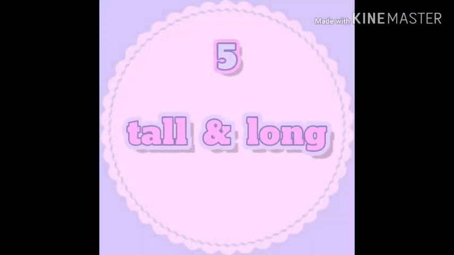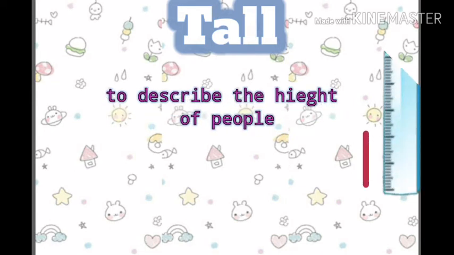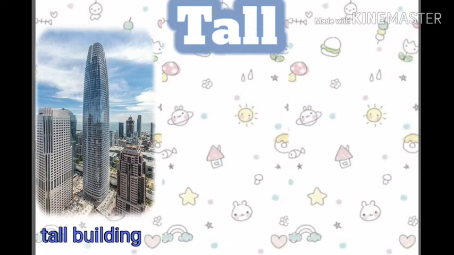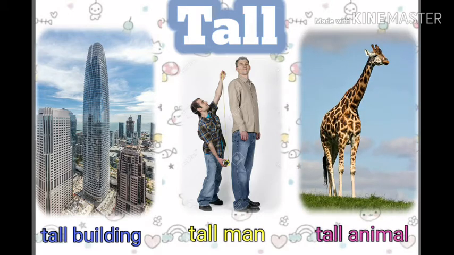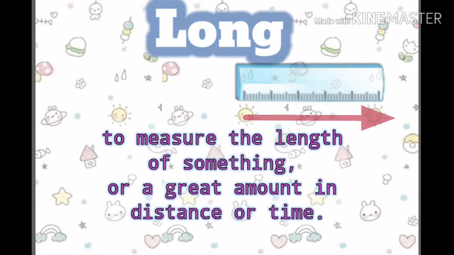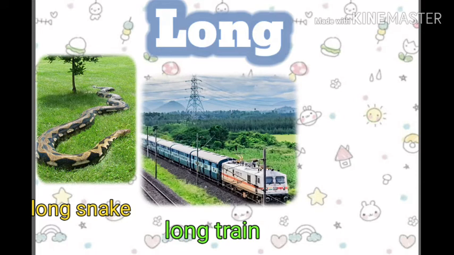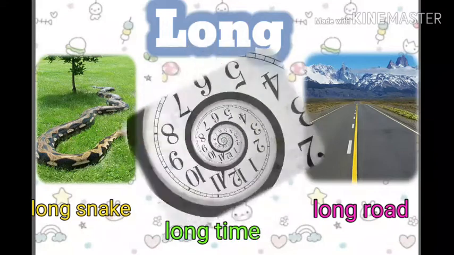Now we have 2 adjectives, tall and long. Let's see the difference. We use the adjective tall to describe the height of people or things, like when we say a tall building, a tall man, or a tall animal. But the adjective long, we use it to measure the length of something or a great amount in distance or time. Like when we say a long snake, a long train, a long road, or a long time.